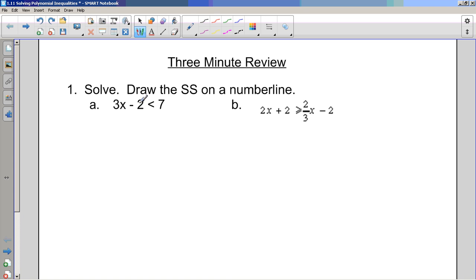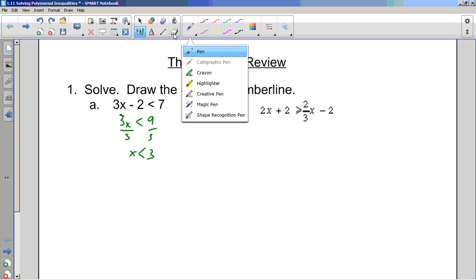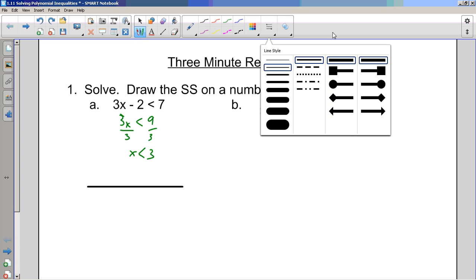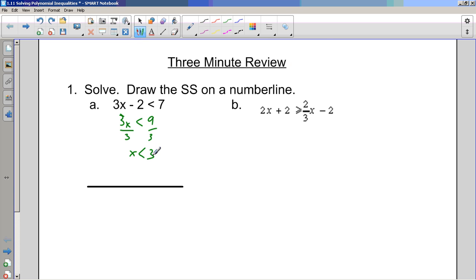Well, we just solve these like a linear equation, right? I can add 2 to both sides, so this becomes 3x is less than 9, and I don't have to switch the direction of the sign because I'm not multiplying or dividing by a negative. Divide by 3, and I get my answer, x is less than 3. Let me try and do this fairly quickly because we do have a long lesson today, so strap yourself in, folks.